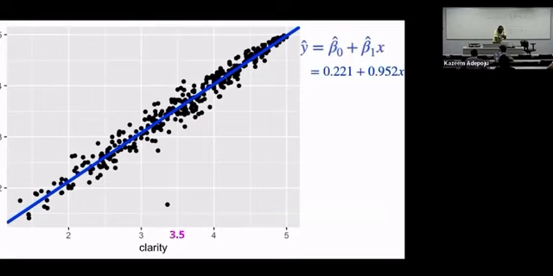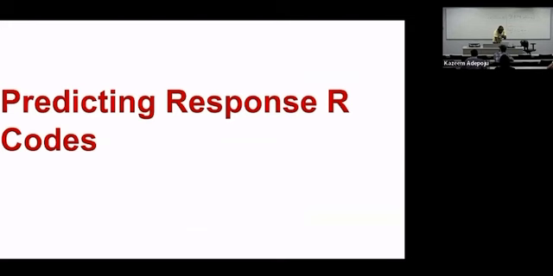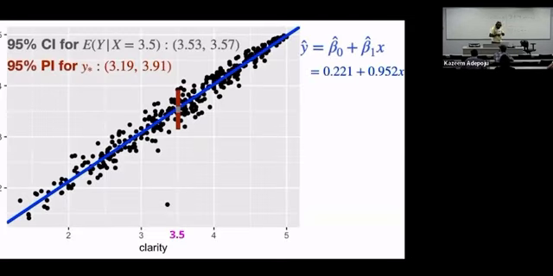Okay, so this is a plot. But that's what I want to show here. This is what you're going to get. When you do the confidence interval, the one for the average, you're going to get 3.53 to 3.57. For the individual, it's going to be 3.19 to 3.91.